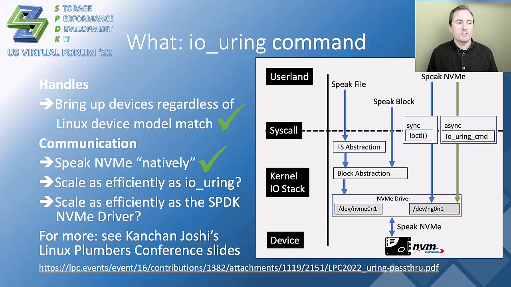So looking at the picture here, we start to check off these requirements. We have the handles, we can speak NVMe natively, as we now have an IO path through io_uring command to talk with our devices. For details, I would invite you to take a look at Kanchan Joshi's presentation or slides from the Linux Plumbers conference, where he goes into a bit more detail on this.